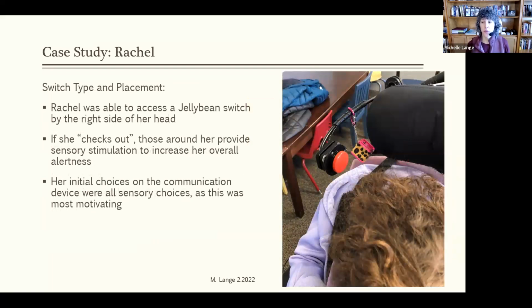We also wanted to figure out where we could put a switch where she could access it by herself without somebody grabbing her hand and helping her access a switch. At the time, she was able to access a jelly bean switch by the right side of her head. Now, sometimes she would check out still, and she would drop her head forward. Now, we didn't put the switch here simply so that it would encourage her to lift her head. The school was quite excited about that possibility since she spent so much time with her head forward.